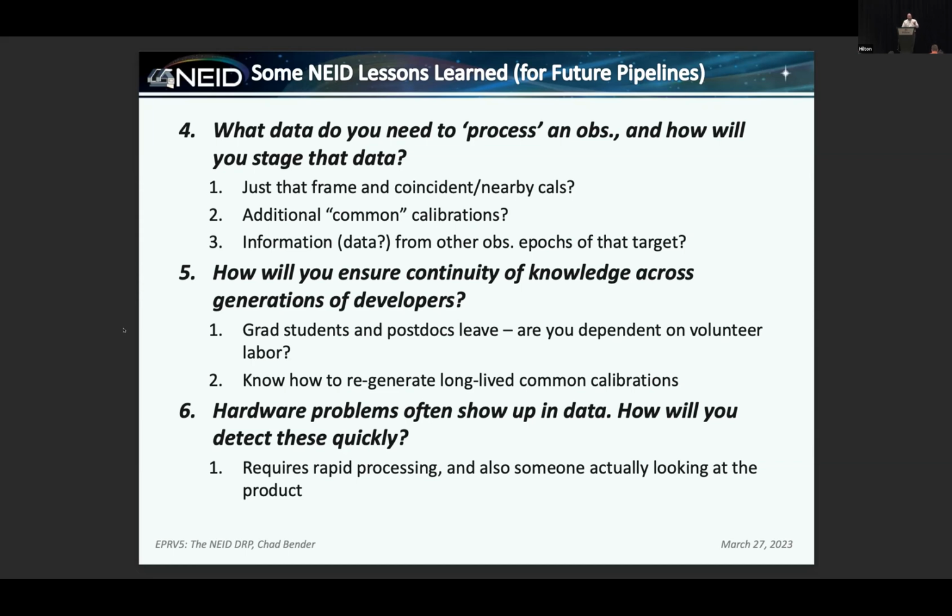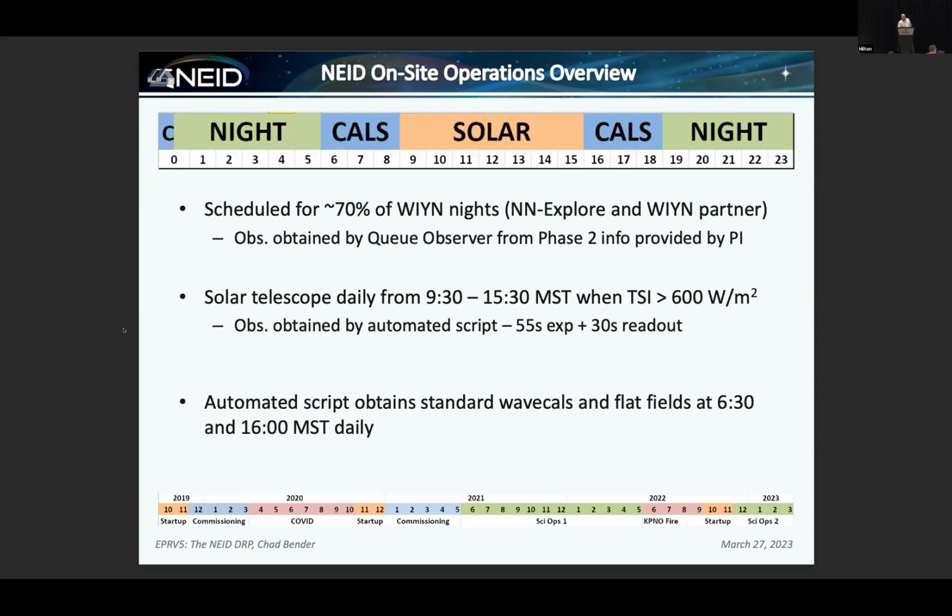And then the last thing BJ was touching on with the questions from Francesco: how do you know what's happening with your instrument? Problems in the hardware often show up in the data analysis before you realize that there's a problem in the hardware. So you've got to have that loop running. So I'm going to speed up here a little bit.